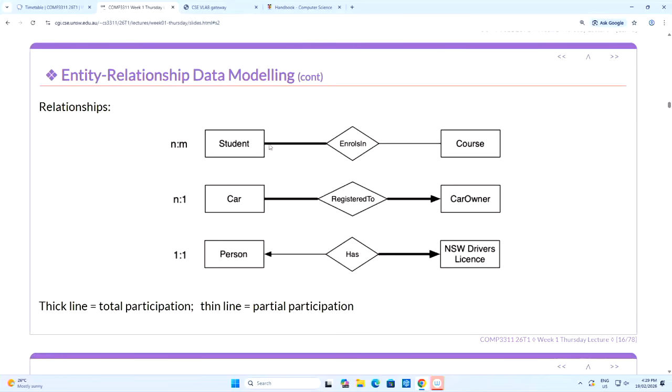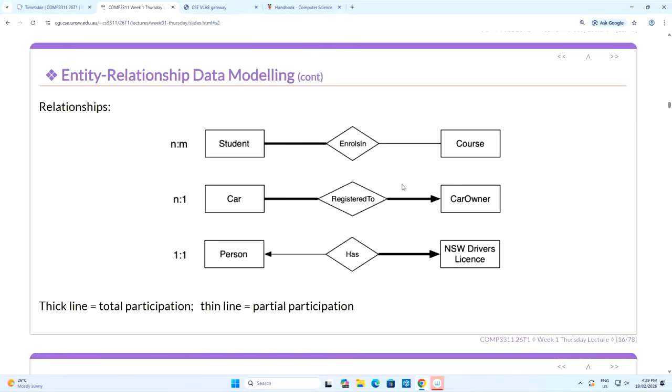So the first one, if the relationship is many to many, so basically no constraint. Many students can take many courses, and a course can be taken by many students, then we don't draw any arrows here. And if one part of the entity has a cardinality of 1, for instance, a car can only be owned by one car owner, but a car owner can own more than one car.